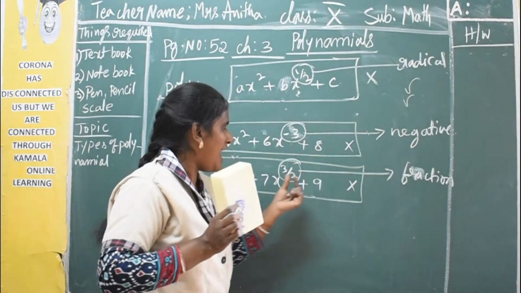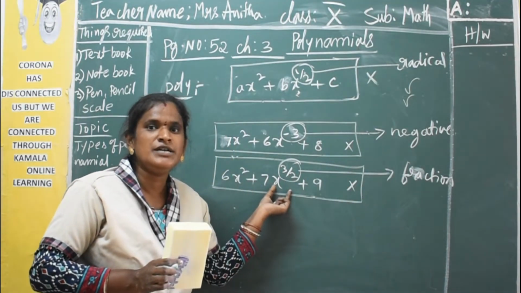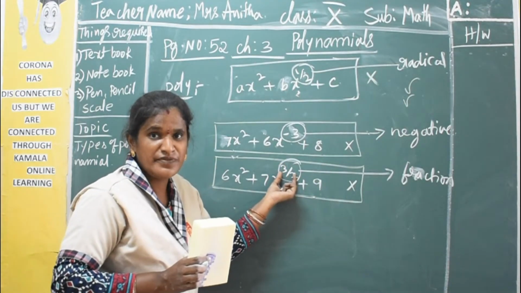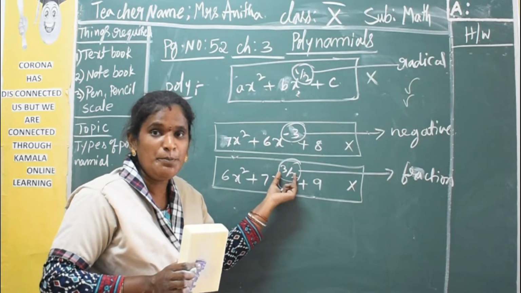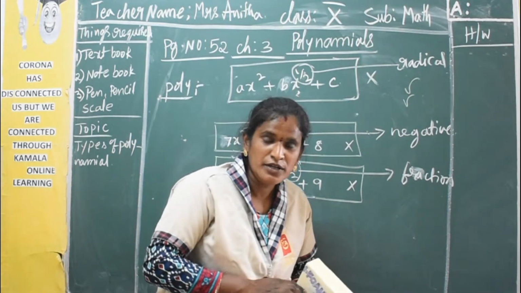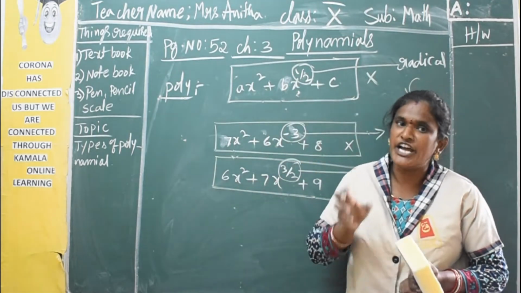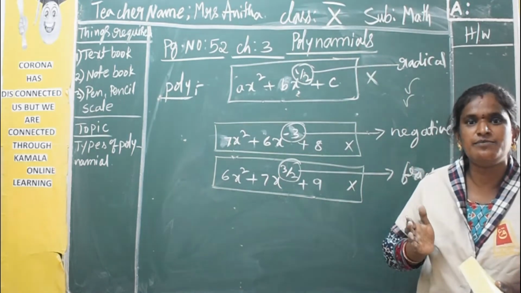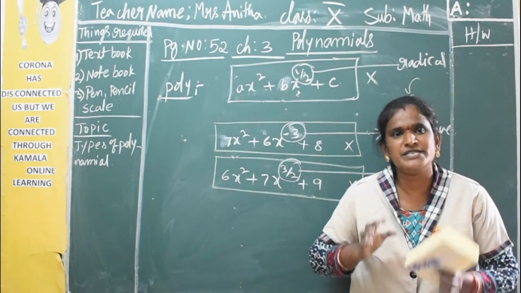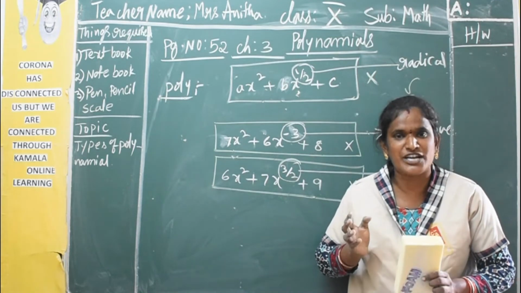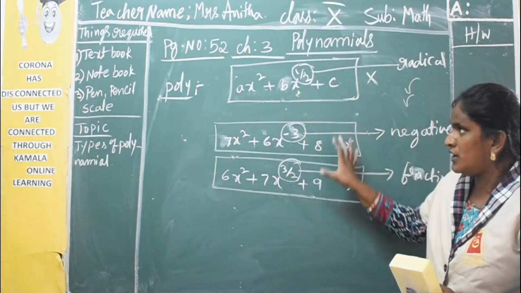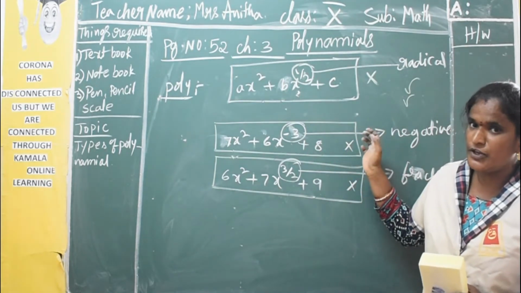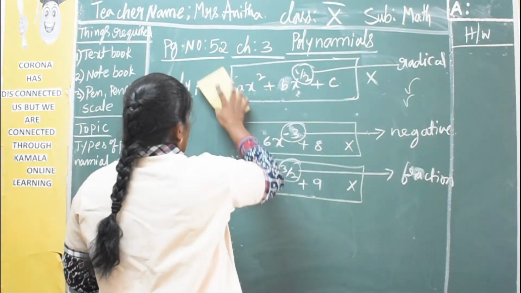Got my point, children? And this is also not a polynomial because in this algebraic expression the variable has a fraction power. That's the reason this is not a polynomial. So in an algebraic expression the variable power should not have any radical, any negative terms, any fraction. Polynomial means it is free from radicals, fractions and negatives. Got my point, children, everyone? So what is the meaning of polynomial? Understood? So I am taking one example.